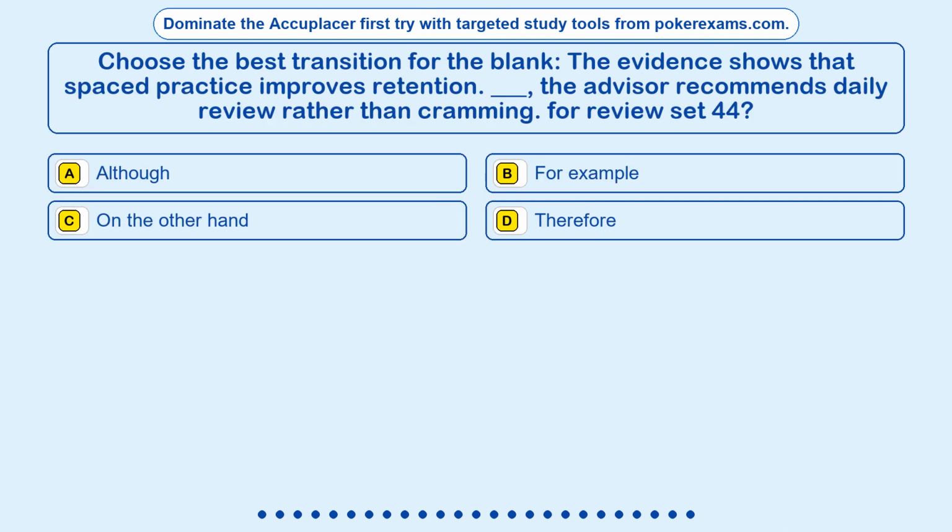Question 21. Choose the best transition for the blank. The evidence shows that spaced practice improves retention. Blank. The advisor recommends daily review rather than cramming. For review set 44, option A. Although. Option B. For example. Option C. On the other hand. Option D. Therefore.